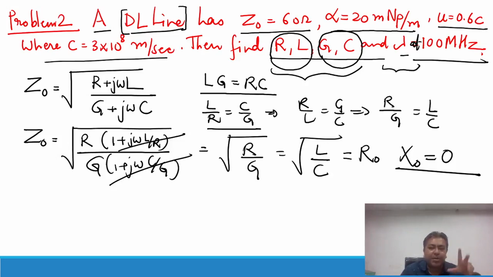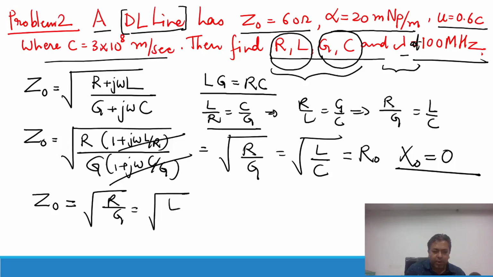There is only a characteristic resistance. So this we know. Look, Z0 equals 60 ohm is given to us. Means I can write one equation: Z naught equal to root over R by G is equals to root over L by C is equals to 60 ohm. Okay, let me write this as equation number 1.